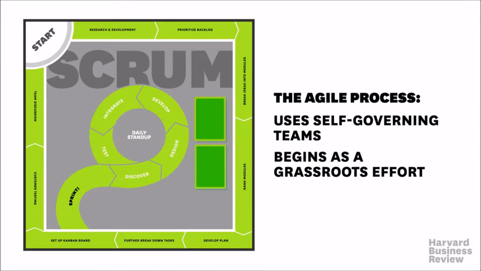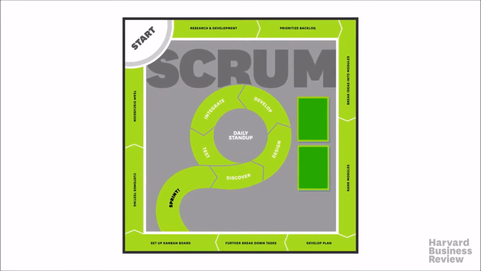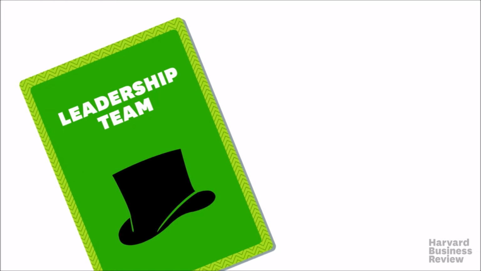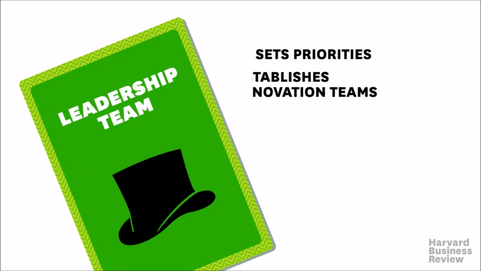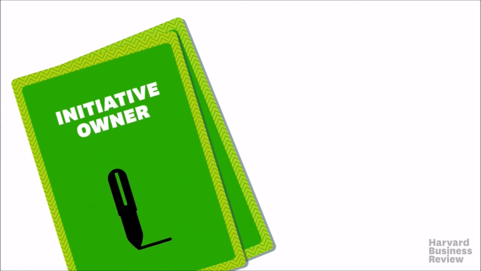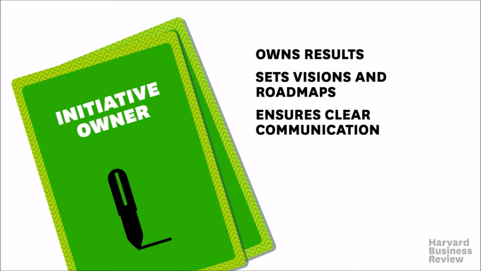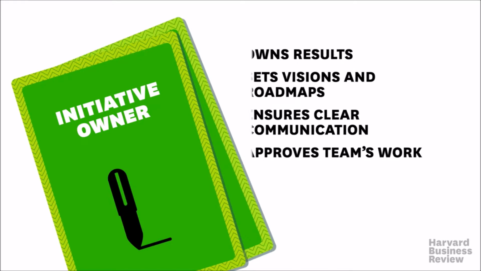In many cases, Agile begins as a grassroots effort, often in IT. But when a business fully embraces it, the CEO may create an Agile leadership team to set priorities, establish innovation teams, assign initiative owners to lead each team, and remove impediments that the teams encounter. Each initiative owner focuses 100% of her time on the project at hand and owns the results of her team. She sets the vision and the roadmap to achieve it, and ensures that there are clear communications between the team and key stakeholders such as customers, business owners, and the Agile leadership team. She also approves the team's work.